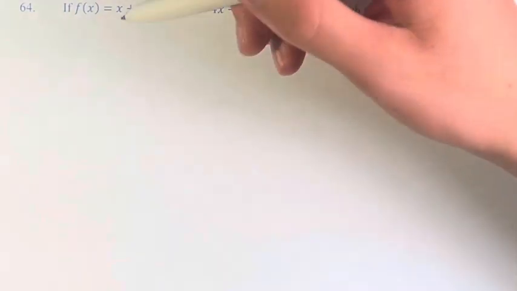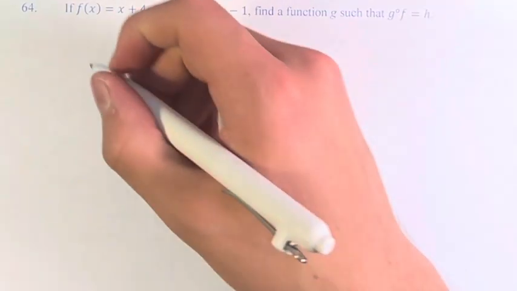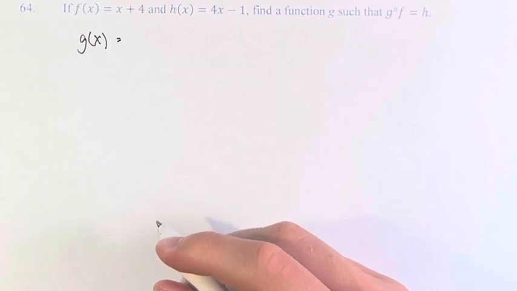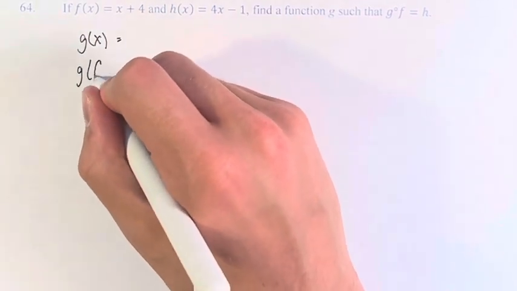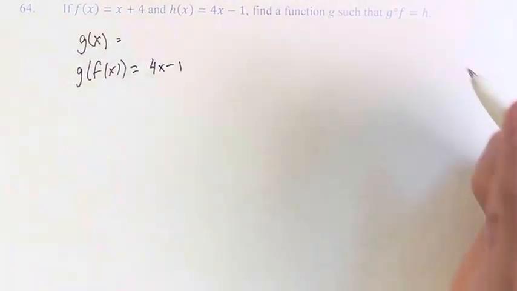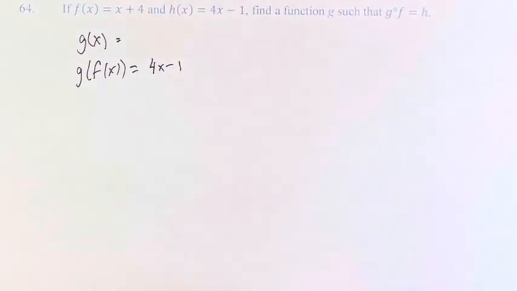In this problem, we're asked: if f of x is equal to x plus 4 and h of x is equal to 4x minus 1, find a function g such that g of f is equal to h. So we're going to have some function g of x, and we're going to do this such that g of f of x is equal to 4x minus 1. We want it to be h of x.